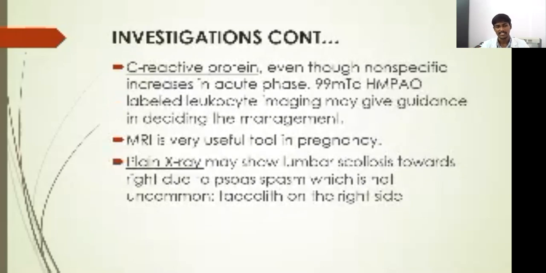Other investigations like C-reactive protein can also be elevated, but it is not a specific test. MRI is a very useful tool in pregnancy. In a young reproductive female, don't straightaway go for CT. Just use MRI to prevent fetal stress.